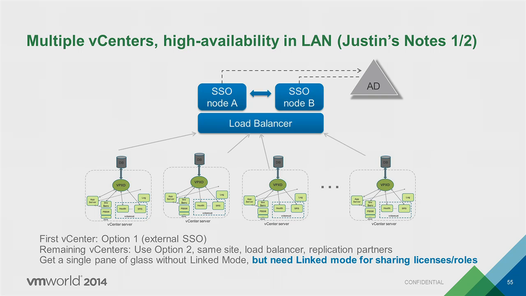But the point is all of these vCenters now, because your SSOs are behind a load balancer, you get a single pane of glass. Okay? It's important to note you have to have that load balancer and you have to configure it, but once you configure it, you've got a single pane of glass. You don't have sharing of licenses and roles though. Okay? Number 1. So that's a LAN.